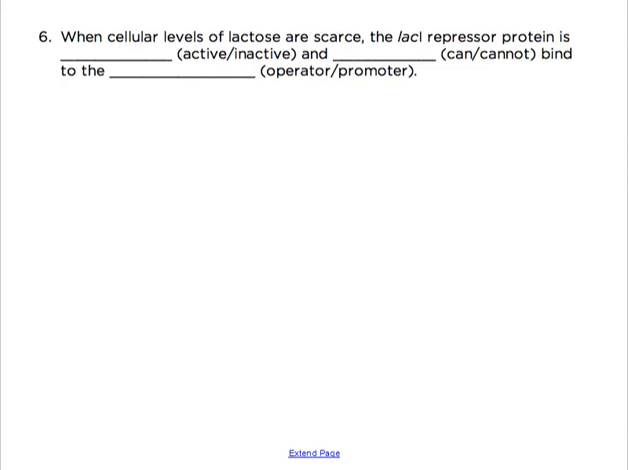Question 6, when cellular levels of lactose are scarce or low, the LAC-I repressor is in its active form, which means that it can bind the operator. So this is the difference between the LAC operon and the TRP operon. For the LAC operon, which is inducible, the repressor protein in its natural state is active and bound to the operator to block transcription. But when the operon needs to be turned on, the inducer, which in this case would be allolactose, binds to the repressor, inactivating it so that it can no longer bind and block the operator.